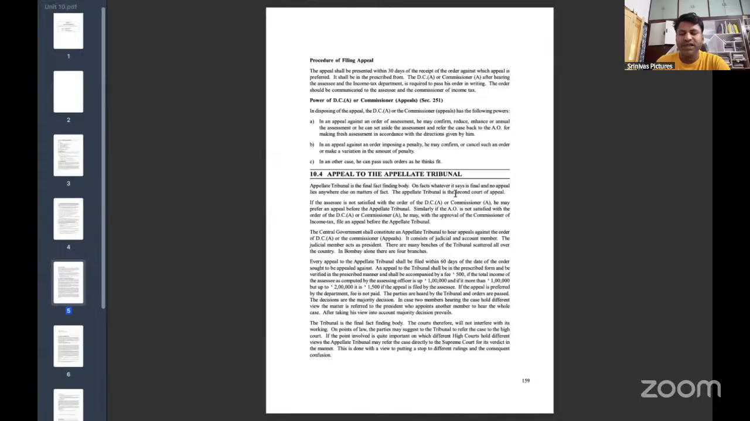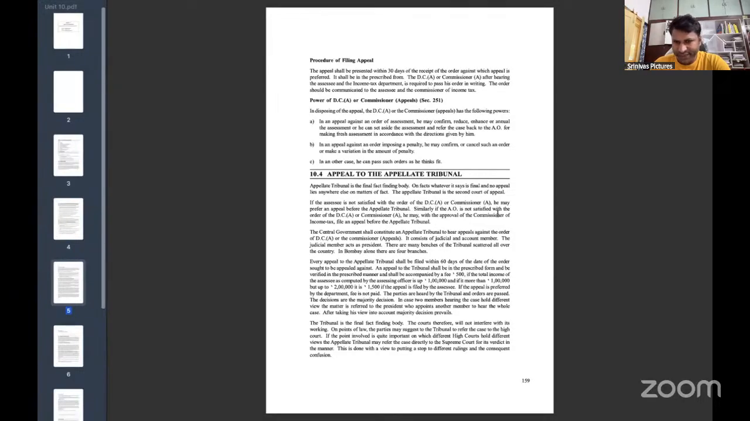Next, appeal to the Appellate Tribunal. The Appellate Tribunal is the final fact-finding body. On the facts, whatever it says is final, and no appeal lies anywhere else on matters of fact. The appeal to the Tribunal is the second appeal. If the assessee is not satisfied with the order of the Deputy Commissioner of Appeals or Commissioner of Appeals, he may prefer an appeal before the Appellate Tribunal.